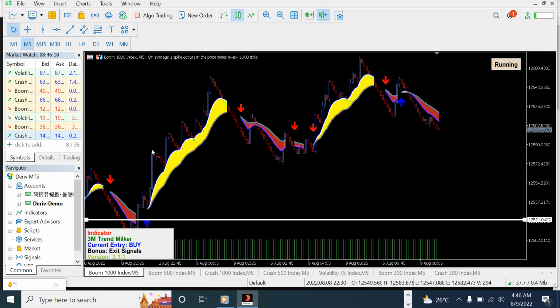Quickly, let's go straight into what we have right here. For us to place our order, right now we are not trading the spiky part. We just want to focus on the normal trend, and thereafter, maybe towards the end of the week, we can see how we can trade the spiky part.